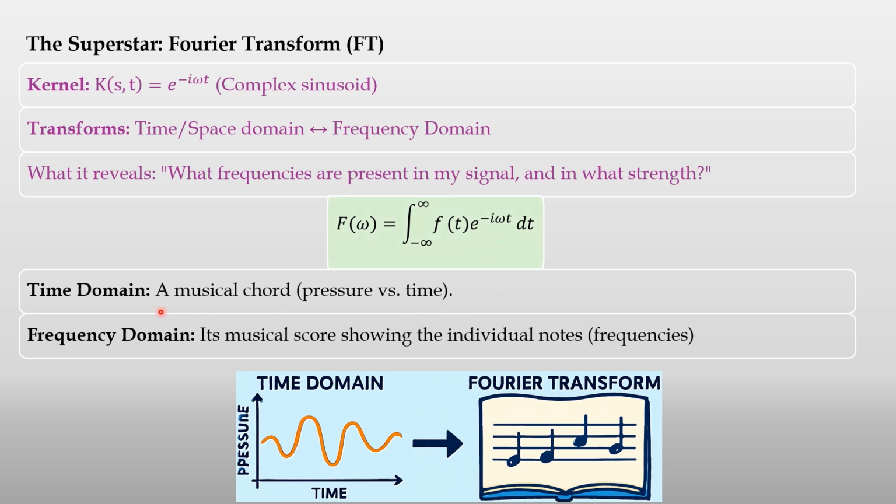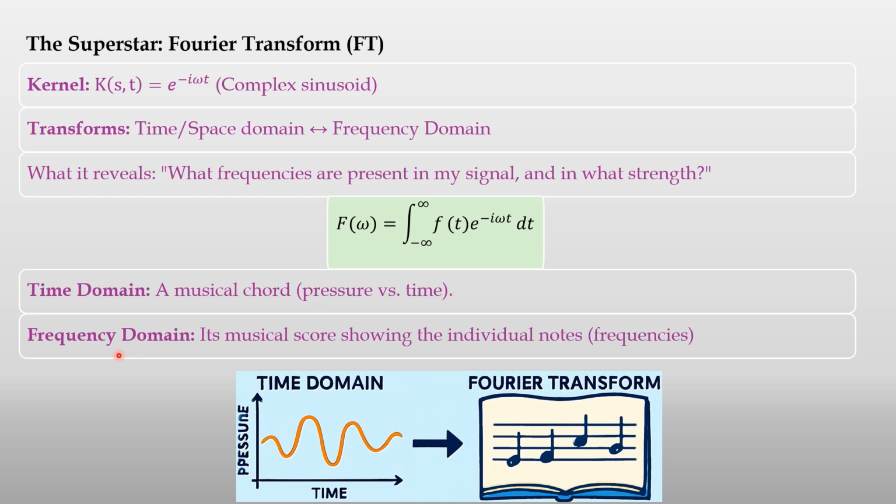A perfect analogy is a sound signal. In the time domain, a musical chord is just a wiggly line of pressure over time. The Fourier transform is like the musical score that breaks that chord down into the individual, pure notes or frequencies that make it up.